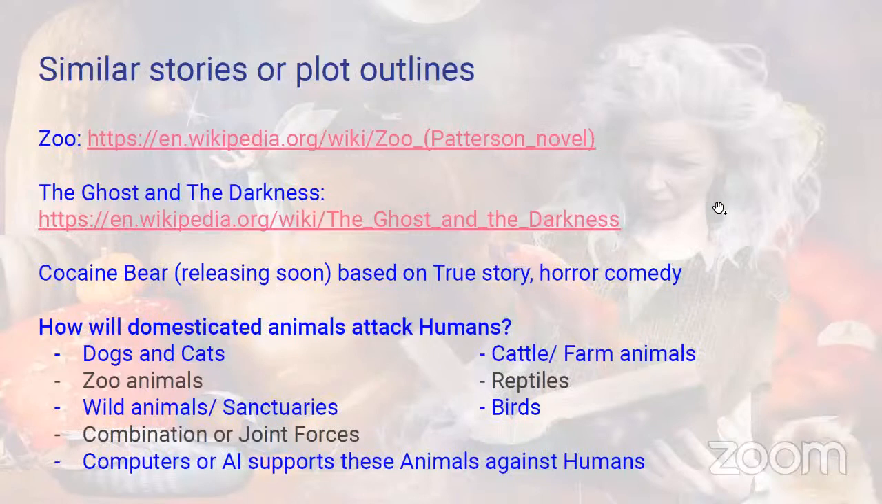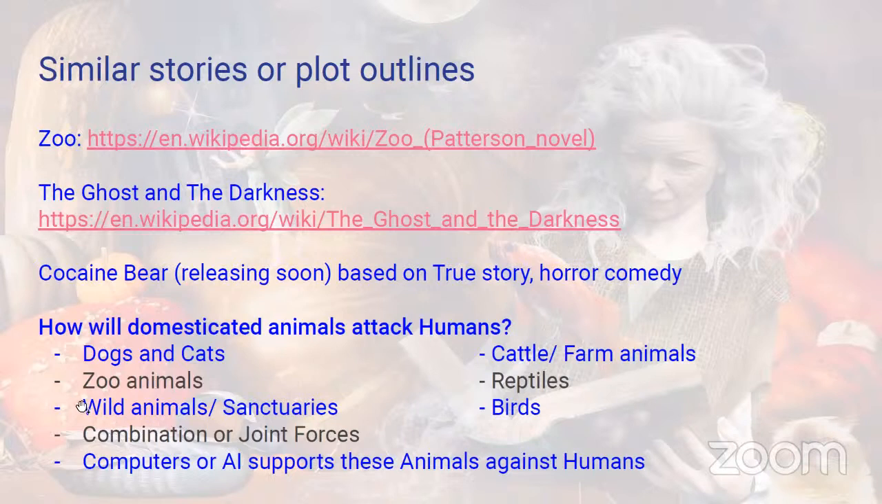Cocaine Bear, like I said, is a horror comedy. But the true story is that some person, a smuggler, dropped a lot of cocaine and the bear actually ate it and died of an overdose. At least that's what they're saying. It's really based on that. So this movie I think will be getting released this week or next week or next month.